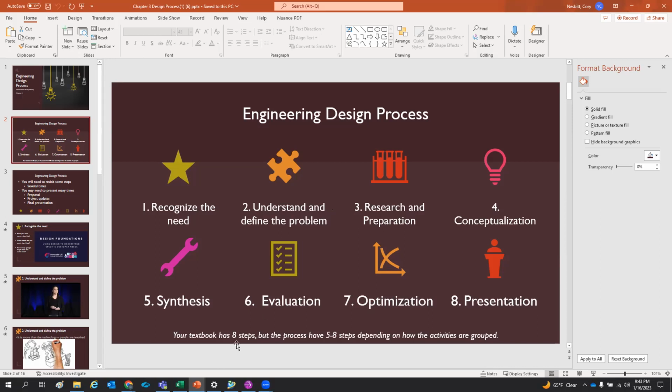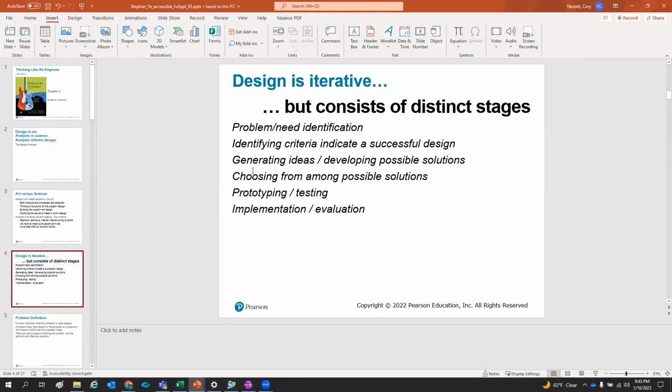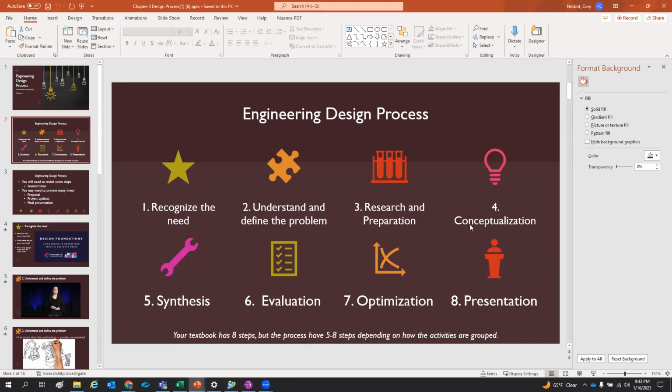That's where, on this particular slide, that comes in handy. Generating ideas and developing a possible solution. That's conceptualization. Coming up with concepts, right? Coming up with a concept to potentially resolve this issue, right?